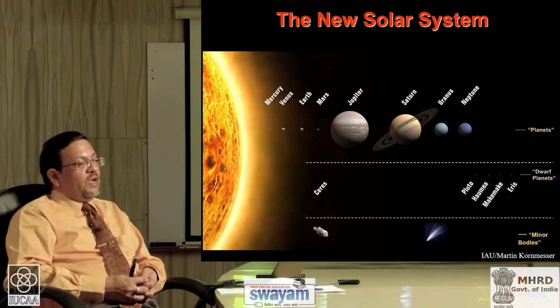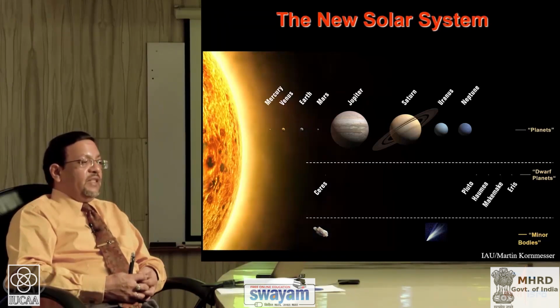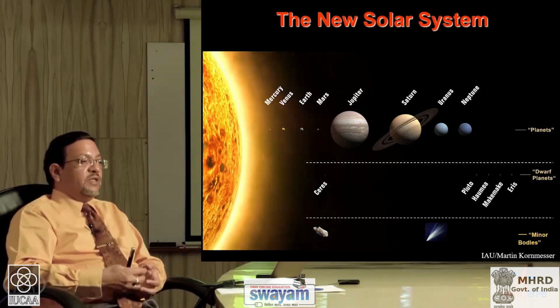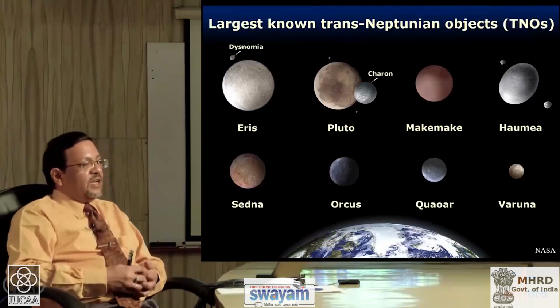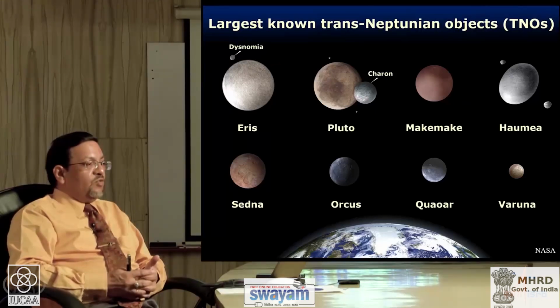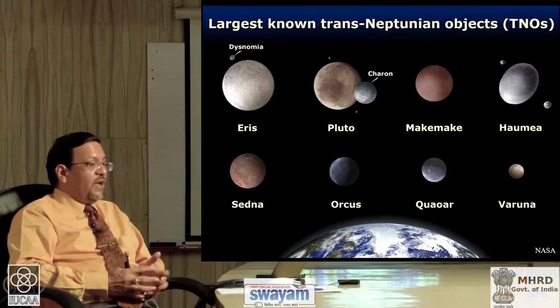We also have asteroids which also go around the sun, but they are considered under minor planets. Ceres is one of those, which is the biggest. And then we have comets, and I will be talking about that in a moment. So, if you look at many other trans-Neptunian objects or Kuiper belt objects, in addition to Pluto, and now you can see the size of Charon and Pluto, there are many of them like Eris, Makemake, Haumea, Sedna, Orcus, Quaoar, and Varuna.